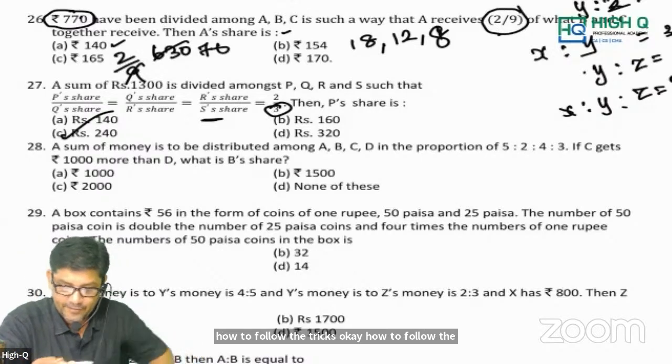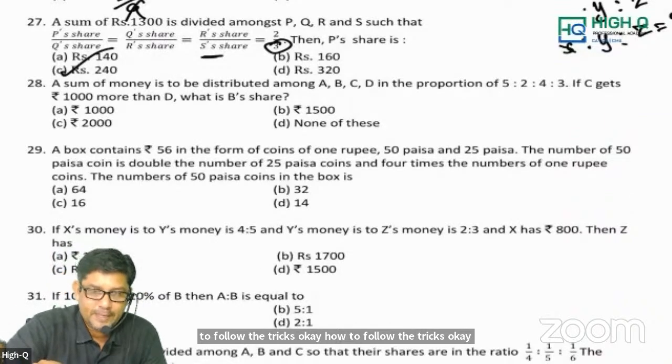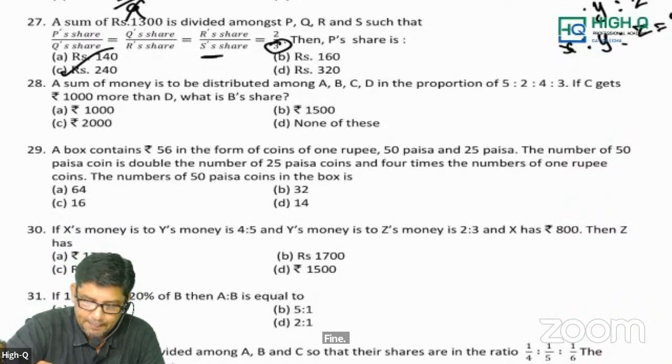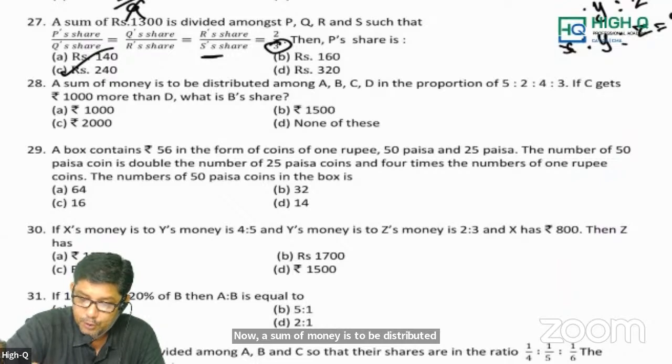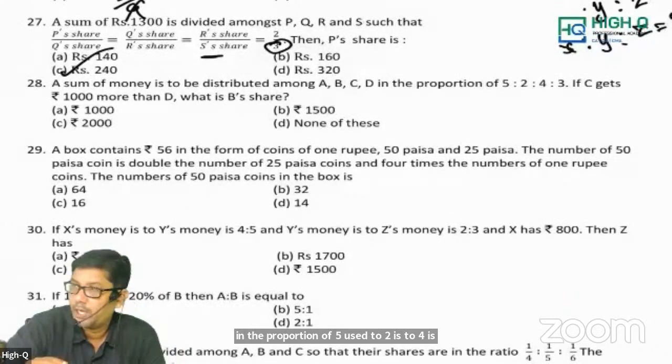Okay, fine. Now, a sum of money is to be distributed among A, B, C, D in the proportion of 5 is to 2 is to 4 is to 3. If C gets 1000 rupees more than D, what is B's share?